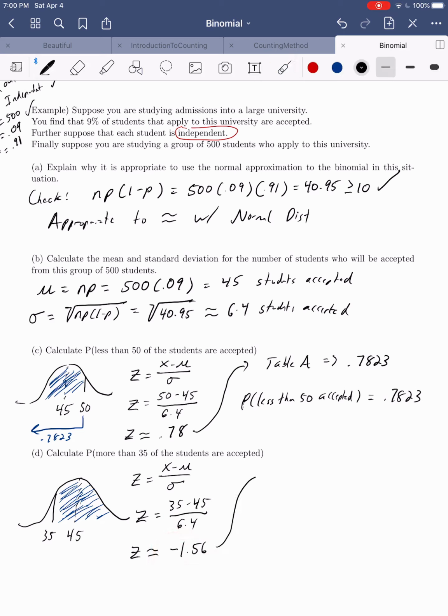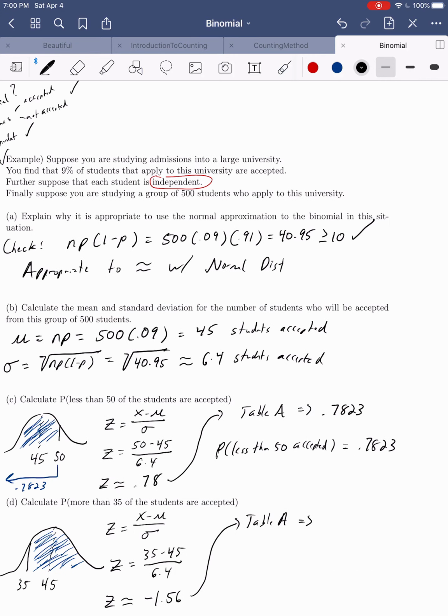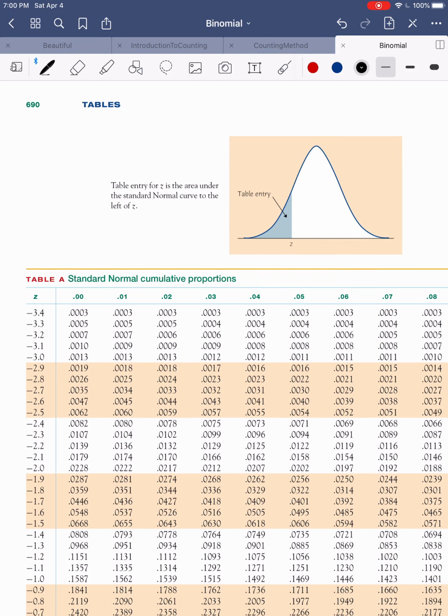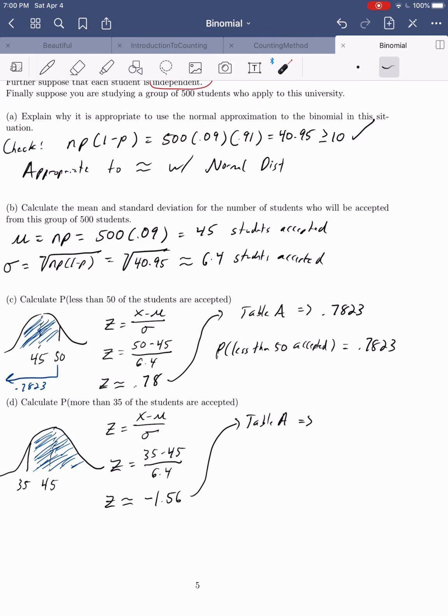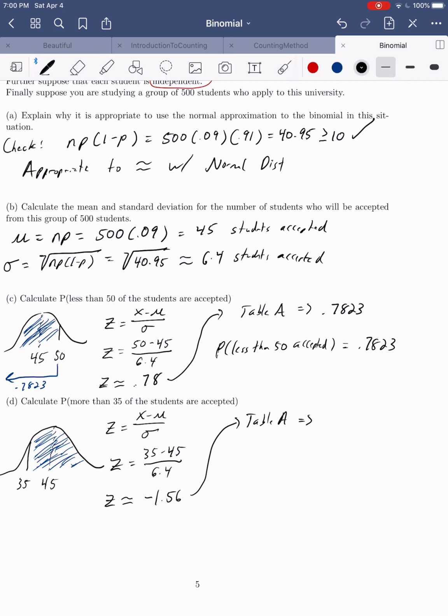Okay, we go ahead and we look that up on table A. So let's go ahead and do that. We need to look up negative 1.56. So there's negative 1.5. There's the 0.06 right there. So we should get 0.0594. So let's put that in, 0.0594. We can fill that in for our table. That's the stuff this way, 0.0594. Does that match our shaded area?